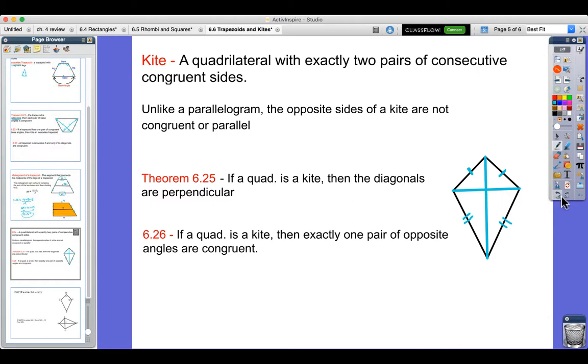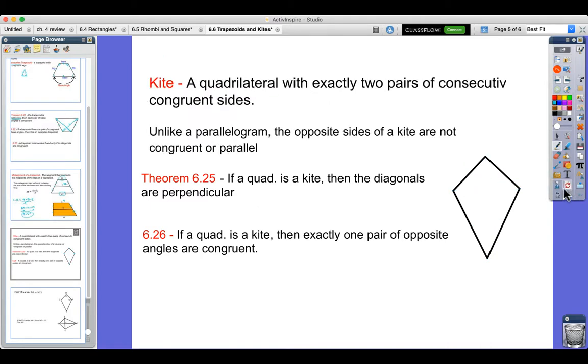And not just that, when you do this, the longer diagonal splits the shorter diagonal into 2 equal parts. So these 2 parts are equal to each other. These are not, but these are right here.